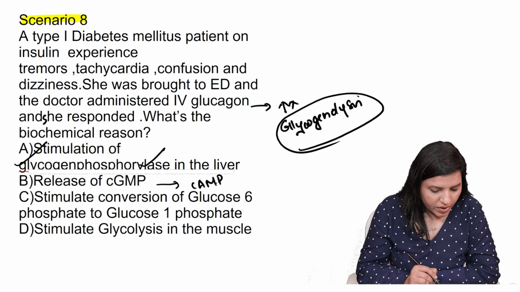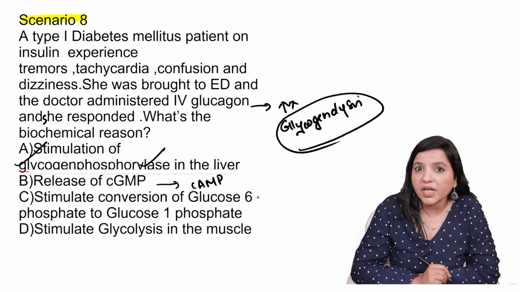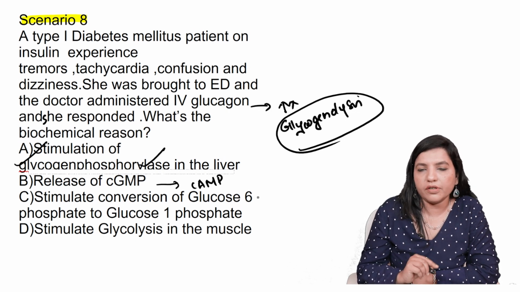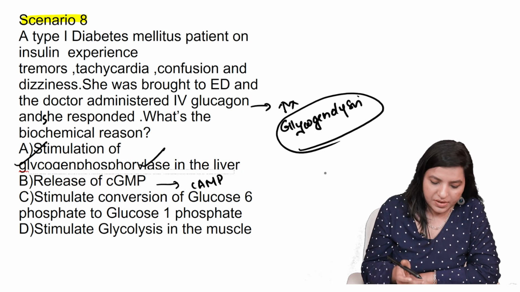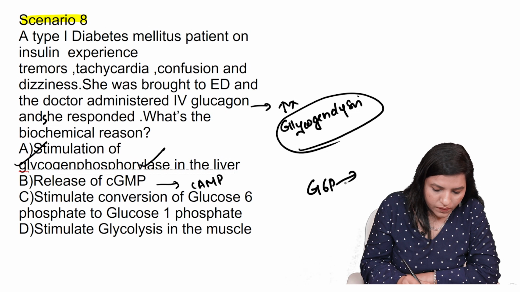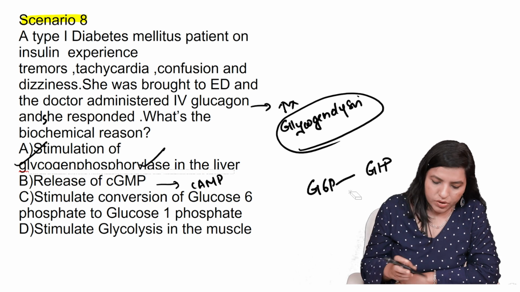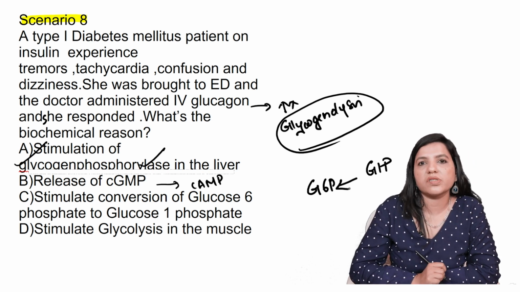Then stimulation of conversion of glucose 6 phosphate to glucose 1 phosphate, that is also a very confusing option. But we know that IV glucagon favors glycogenolysis, and in glycogenolysis it is the reverse: glucose 1-phosphate is converted to glucose 6-phosphate.